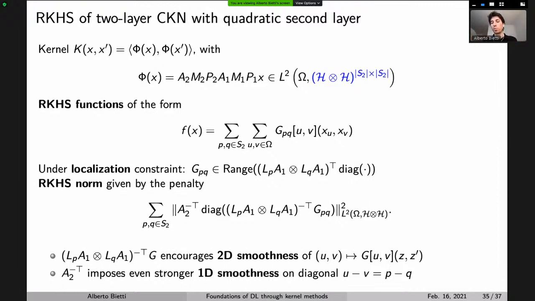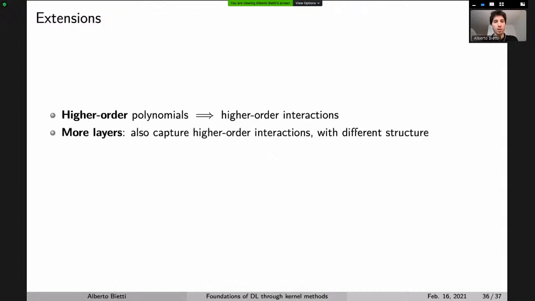And so one way to see this is that the GUV is allowed to depend very weakly on a global position of U and V, and it's allowed to depend a little more strongly on the relative position between the two. So this is one way to interpret this norm. At least I think that's one interpretation. Okay, so you can have extensions.